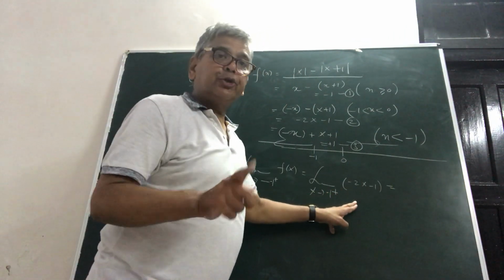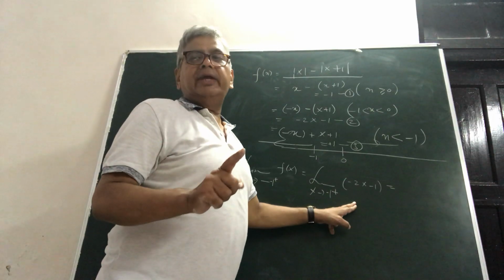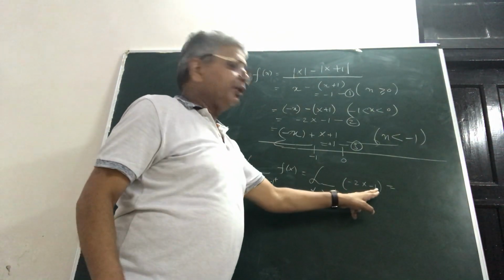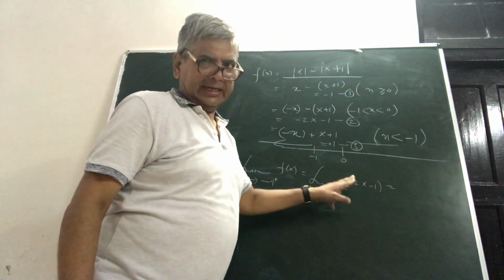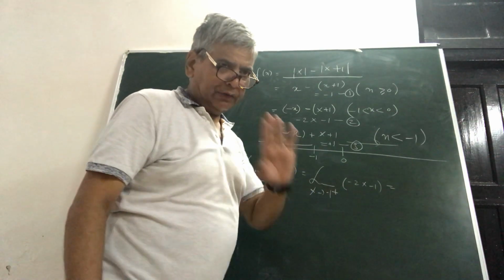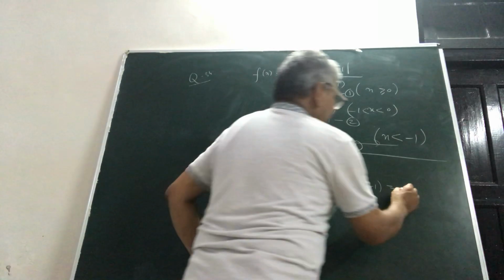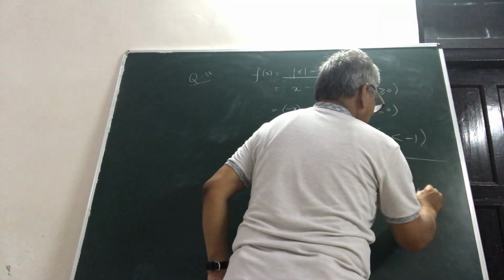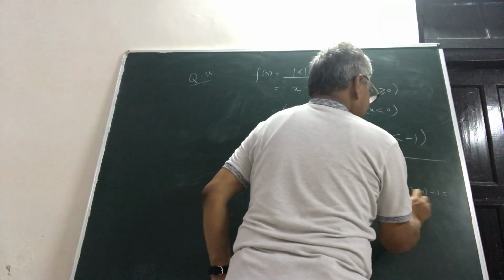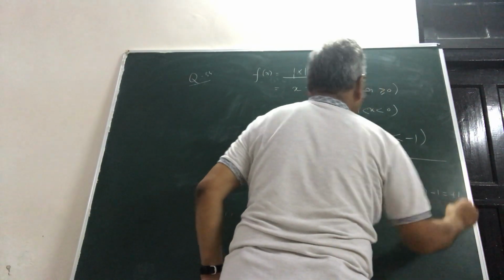Now see, here also you have to be justified. Why are you putting it? Yes, it is a polynomial, and for a polynomial the limiting value is equal to the functional value, and that is why you are justified in putting minus 1 in place of x. So minus 2 into minus 1 and minus 1, so plus 2 and minus 1, it is plus 1.